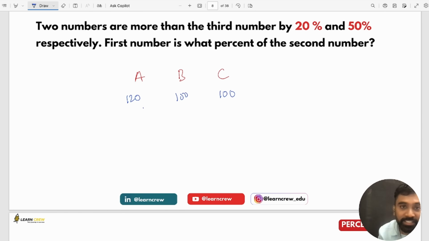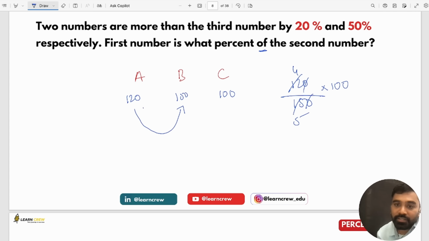Fine. First number is what percent of the second number? The second number, which is 150, is going to come in the denominator: 120 by 150 into 100. This and this will cancel. 3 will go 4 times, 3 will go 5 times. So 5 will go 20 times. 20 into 4 is nothing but 80 percentage. Right? First number is 80% of the second. This is the way of solving it. Hope this is also very clear to you.